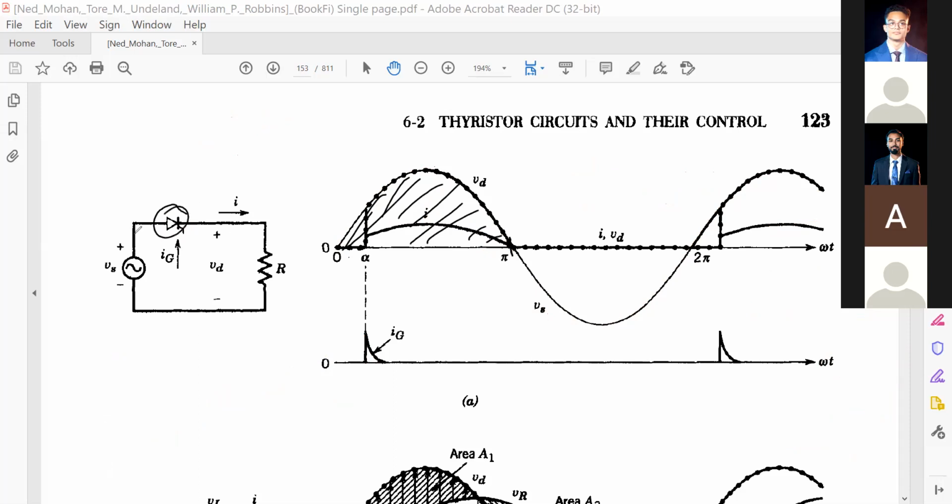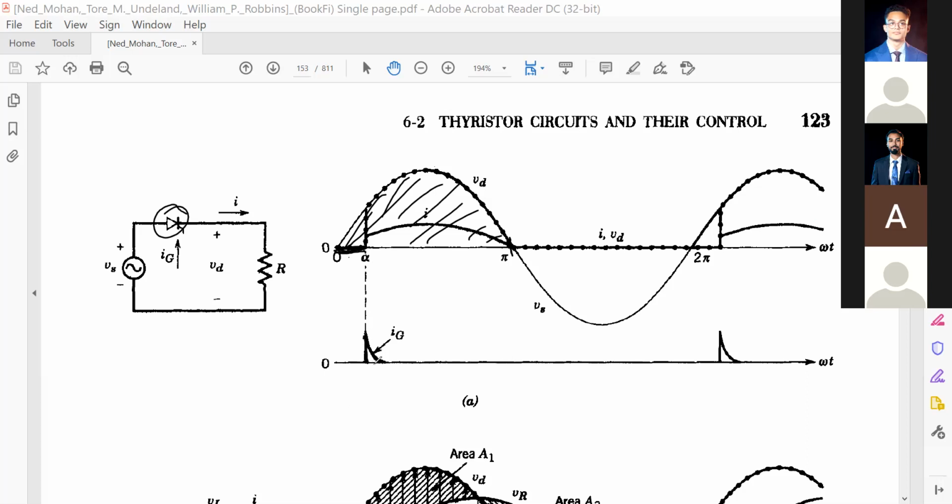The thyristor is forward biased, and until alpha we did not apply any pulse. So the thyristor's middle junction, junction 2, is reverse biased, and there will be no flow of current. Then at omega t equal to alpha, we apply the gate pulse like this.